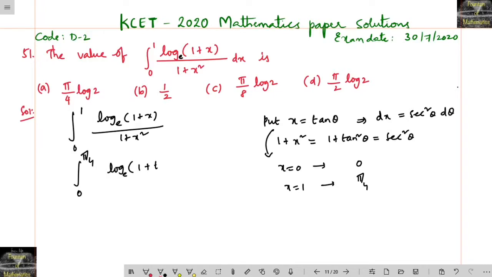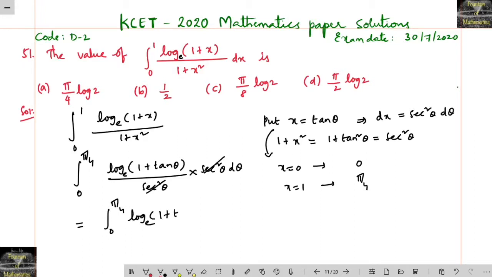Log to the base e of (1 plus tan theta) divided by sec square theta, into dx, which is sec square theta d theta. So these both get cancelled, and we can write the integral from 0 to pi by 4 of log to the base e of (1 plus tan theta), and there is one standard identity, so this is nothing but pi upon 8 times log 2. So the integral from 0 to pi by 4 of log(1 plus tan theta) d theta is nothing but pi upon 8 log 2.